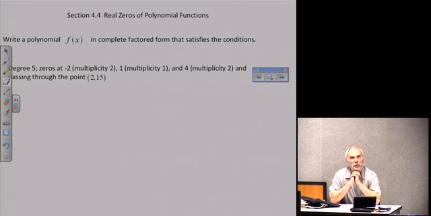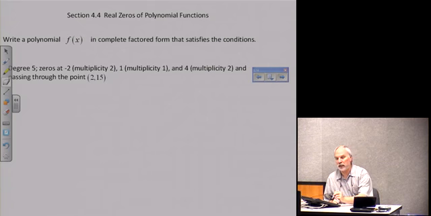One of the things that I want you to be able to do is to determine the equation of a polynomial function based upon certain conditions that we give you. In this first example here, I give you the conditions about zeros and their multiplicity and passing through a point. And I want you to write its equation in complete factored form. And by and large, that's what I want, is for you to write the equation in complete factored form.